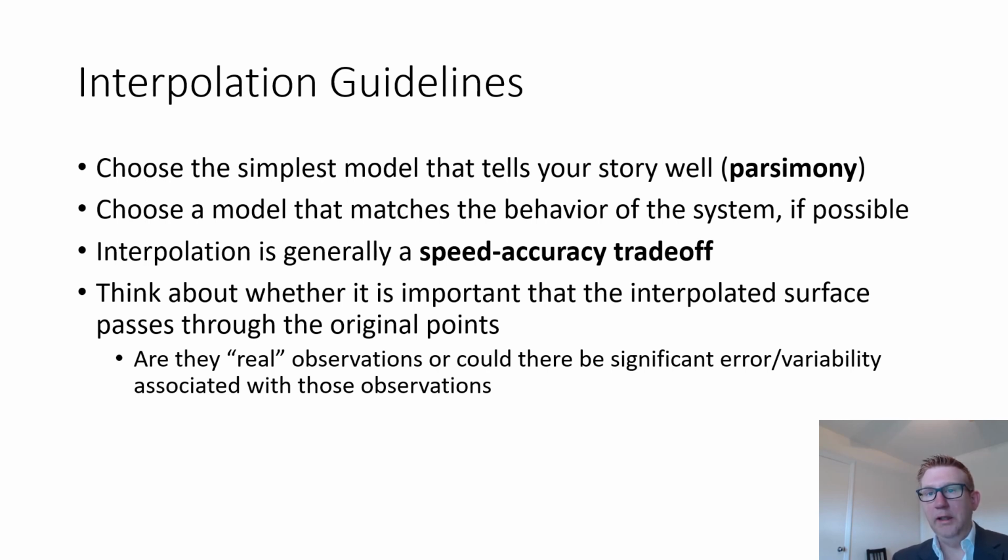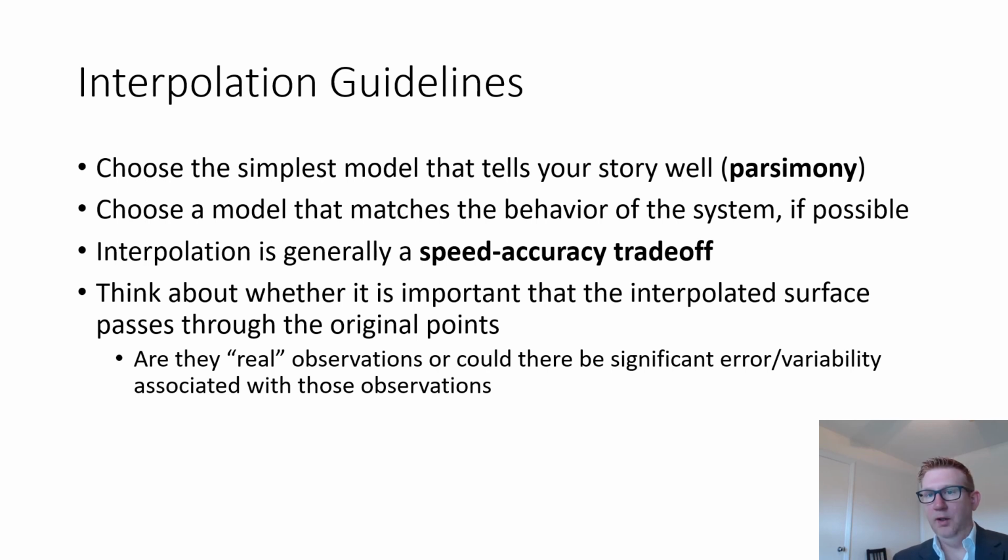Interpolation is generally a speed accuracy trade-off. The more accurate methods tend to be a little bit slower. That's not always the case. Kriging does take probably the longest of any of the ones that we've talked about today. But even natural neighbors performs very well and is fairly fast. In general, nearest neighbor is faster to calculate than natural neighbor. And so there is this trade-off.